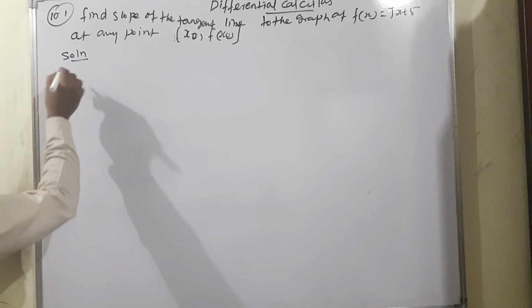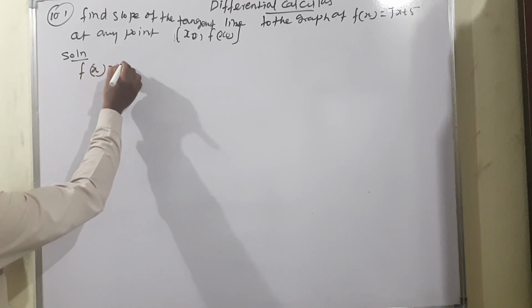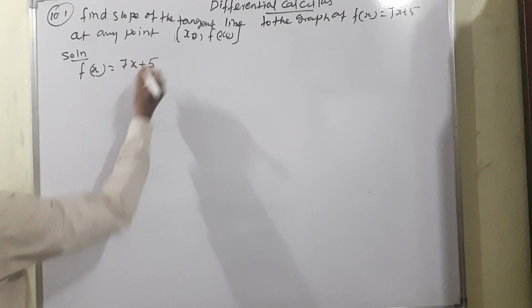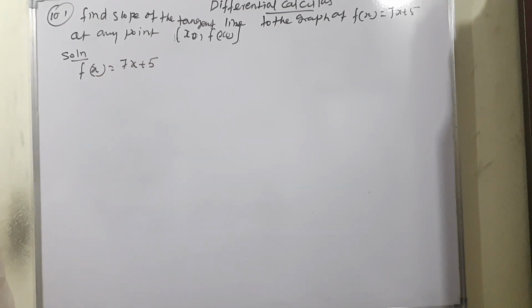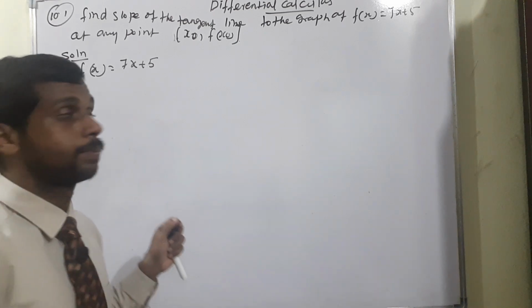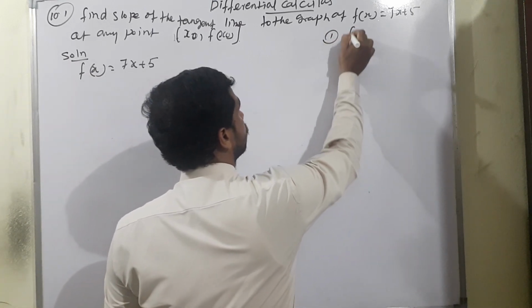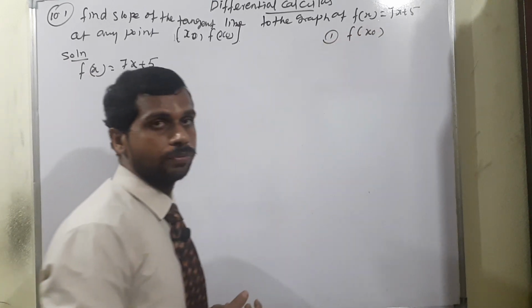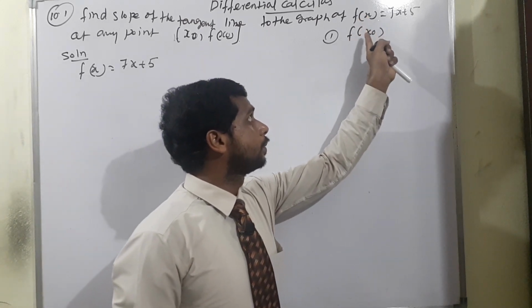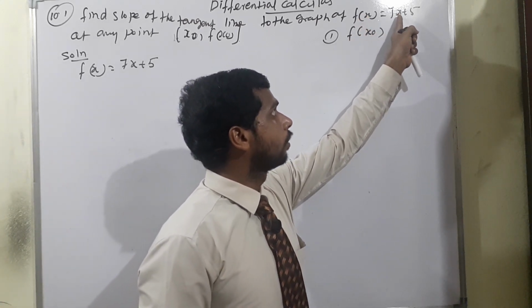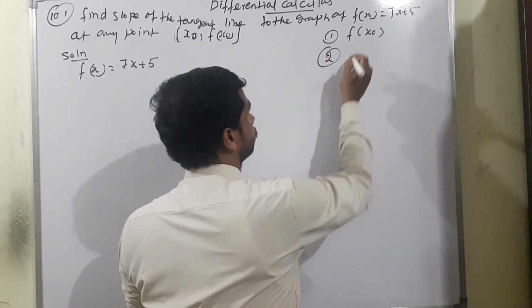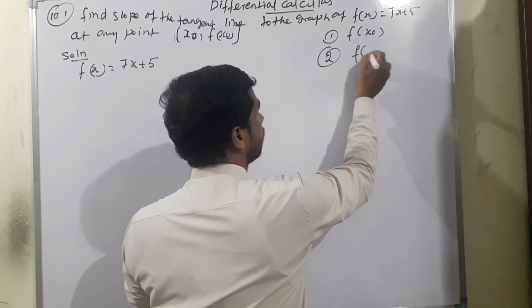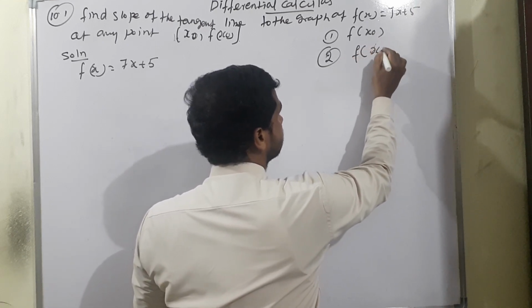Solution: f of x is equal to 7x plus 5. At any point, the point is given as x naught comma f of x naught. Some important steps are there. If you know the steps, it's very easy to solve this problem. Step number 1: consider the first term f of x naught. To convert f of x to x naught, the expression changes to 7 x naught plus 5. Then step number 2: f of x naught, just add some value, which means x naught as it is.